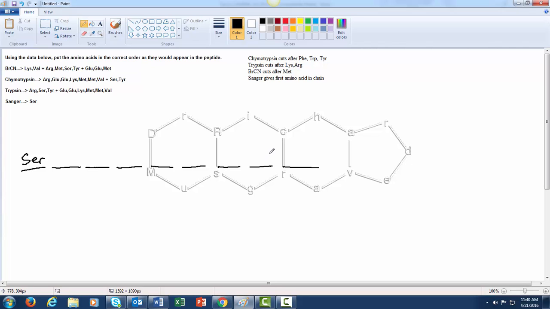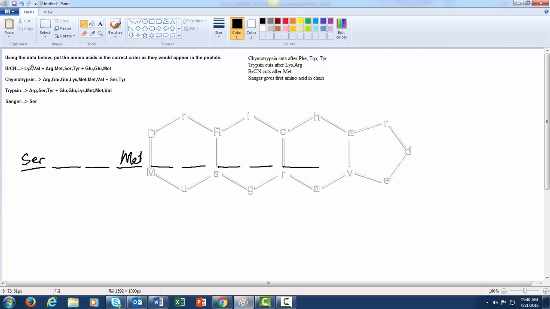I do, however, know where the Mets are going to be, and that's because there's only one serine in the chain, and it's in this fragment. And now that means that if it's in this fragment, Met is at the end of this fragment, so I can put a Met here.